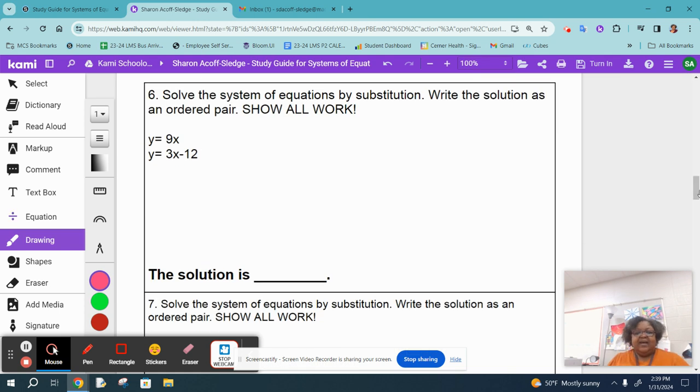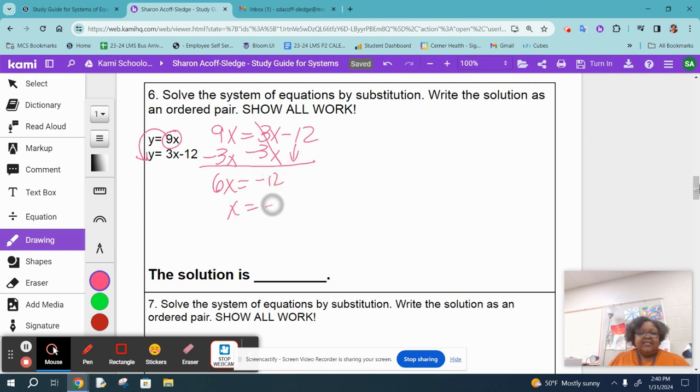All right, solve by substitution. When we have both equations solved for y, it's simple to just set them equal to each other. So I can take this and substitute it here. And then I just solve like normal. Subtract 3x from each side. I don't need to slow down for solving equations. 9 minus 3 is 6. Bring down that negative 12. Divide both sides by 6, and x is equal to a negative 2.